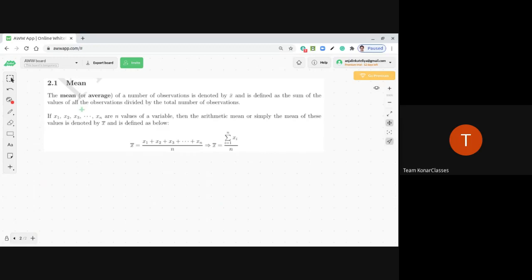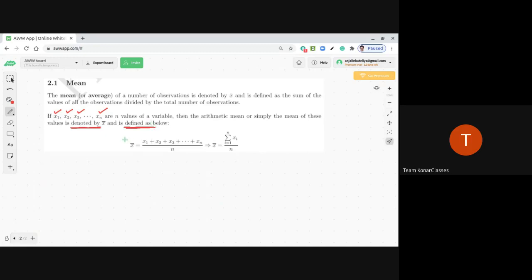If x1, x2, x3 up to xn are the n values of a variable, in this context, whatever I just said in the last minute, it is the marks of chemistry of all the students. Suppose there are n students, and these are the marks obtained by those n students, x1, x2, x3 up to xn. Then the arithmetic mean, or simply the mean of these values, is denoted by x bar, and defined. So, very important thing, dear students, one is how you denote it, and the other is how it is defined, what is the actual mathematical way of expressing this thing.